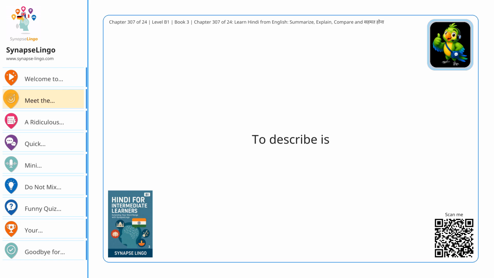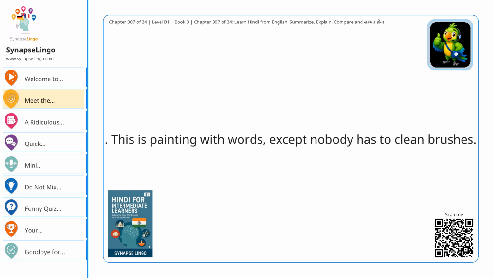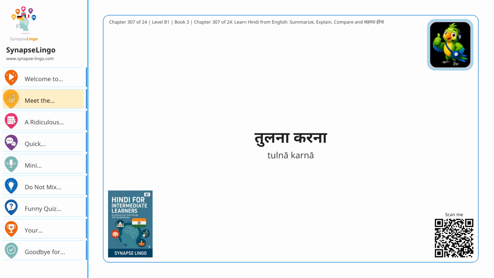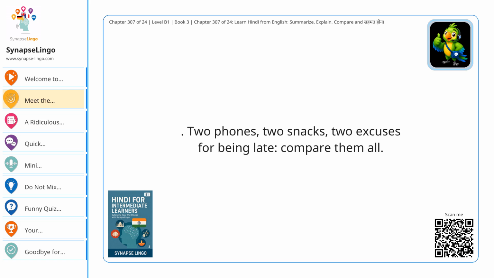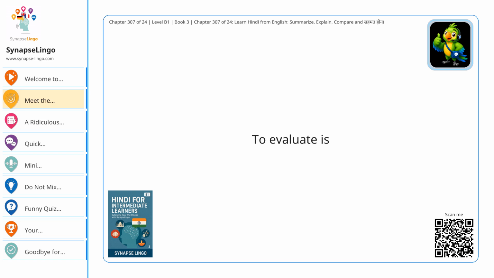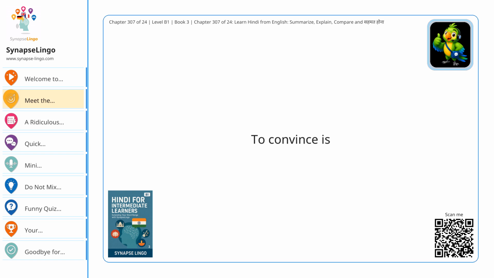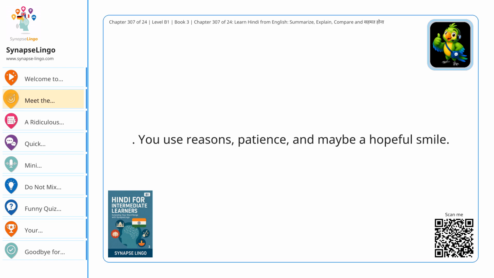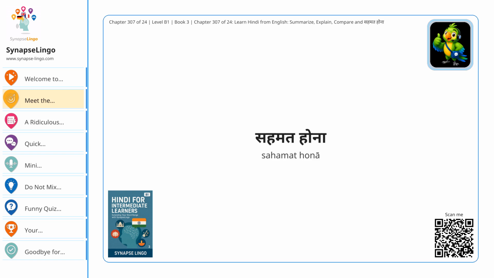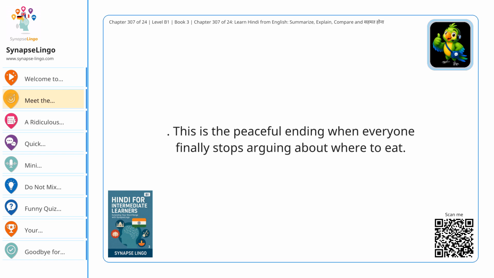To describe is वर्णन करना. This is painting with words, except nobody has to clean brushes. To compare is तुलना करना. 2 phones, 2 snacks, 2 excuses for being late, compare them all. To evaluate is मूल्यांकन करना. Fancy word, useful word. It means judging quality or value. To convince is मनाना. You use reasons, patience, and maybe a hopeful smile. To agree is सहमत होना. This is the peaceful ending when everyone finally stops arguing about where to eat.